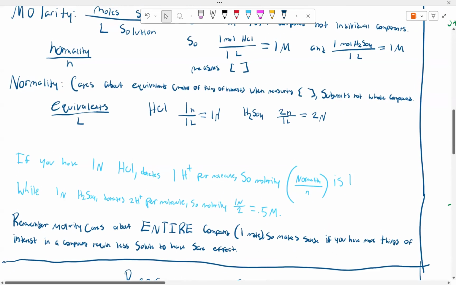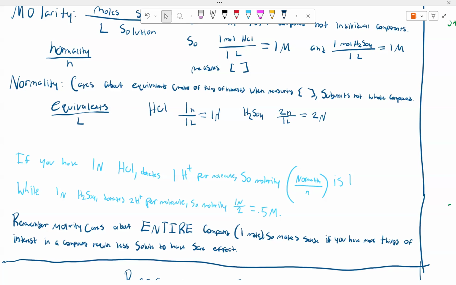Basically, this says that if you're trying to calculate molarity from normality, if you have 1 N of HCl, it's going to donate 1 proton per molecule. So your molarity is normality over n, which is 1. While with 1 N of H2SO4, you're going to donate 2 protons per molecule. Since that's the thing of interest, 1 N over 2 is equal to 0.5 molarity, because you only need half of that in order to produce 1 mole of hydrogen.